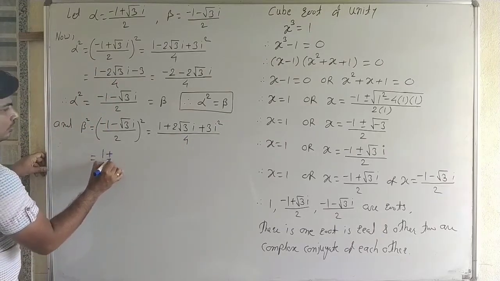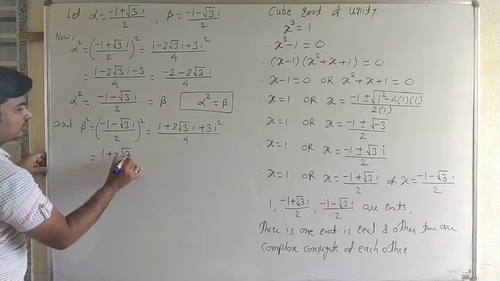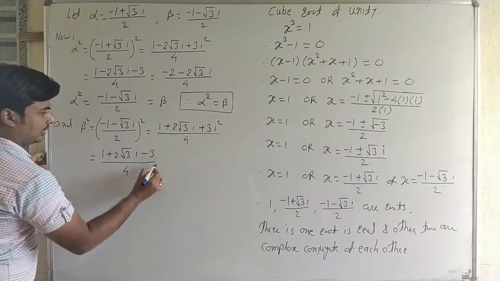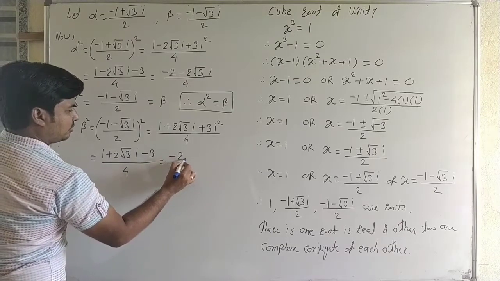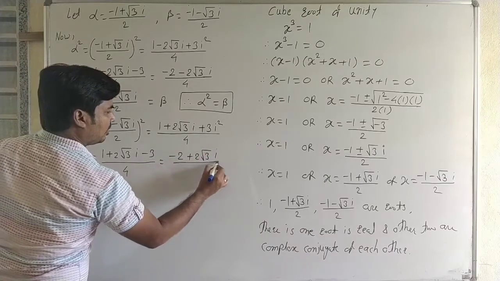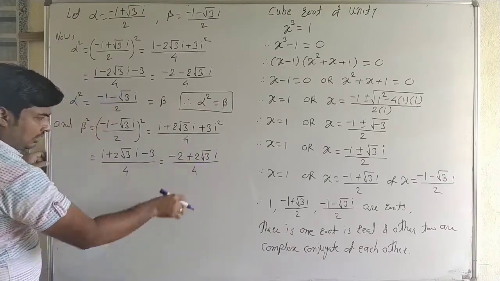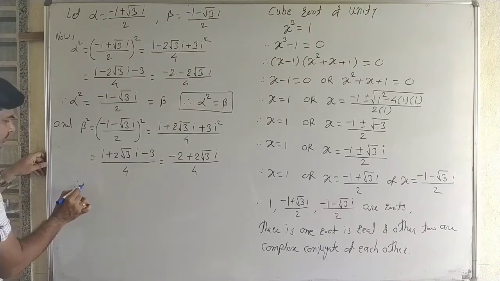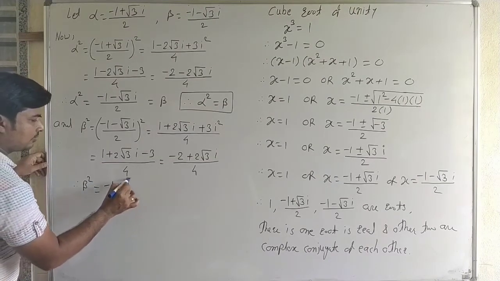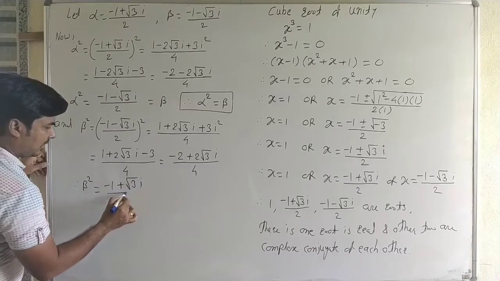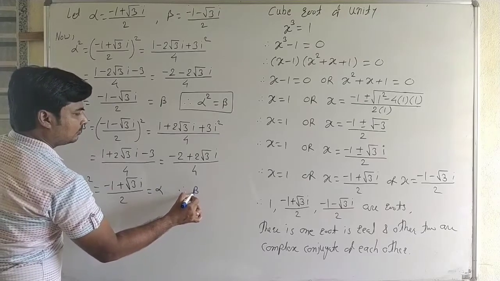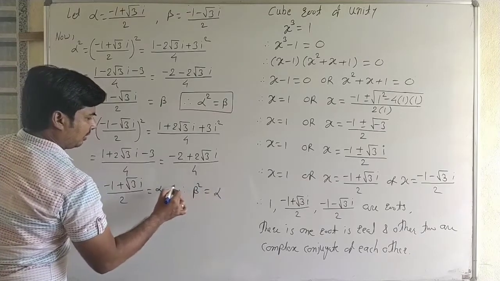Then it is (1 + 2√3 i - 3)/4, and that is equal to (-2 + 2√3 i)/4. Again 2 is common, and in the denominator 2 cancels. Then beta square is equal to (-1 + √3 i)/2, and it is alpha. Therefore you can write beta square is equal to alpha.